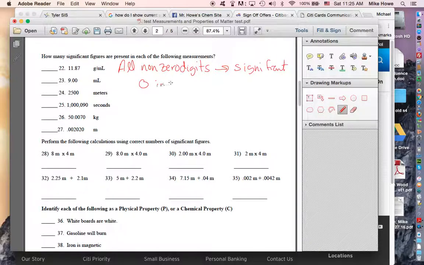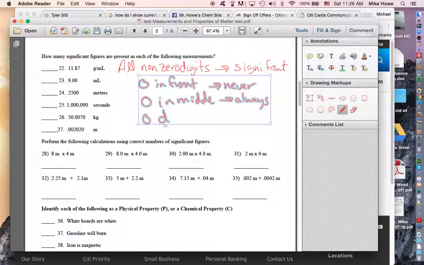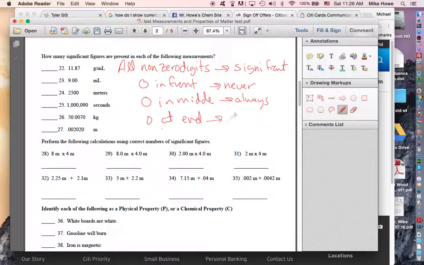So you got a zero in front, and that is a never. Got the zero in the middle, that was always. And a zero at the end, that's significant if there's a decimal.